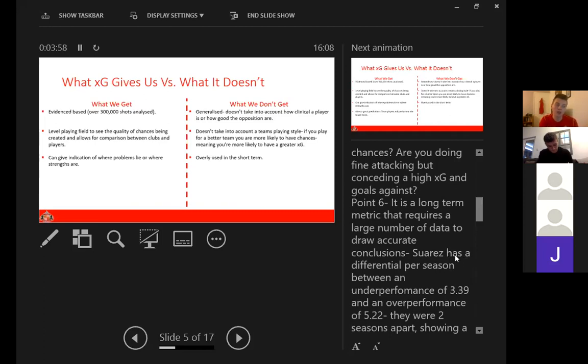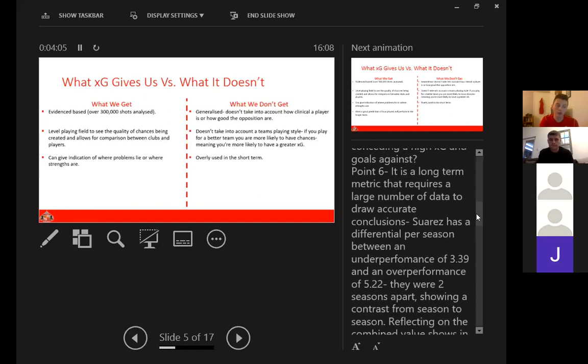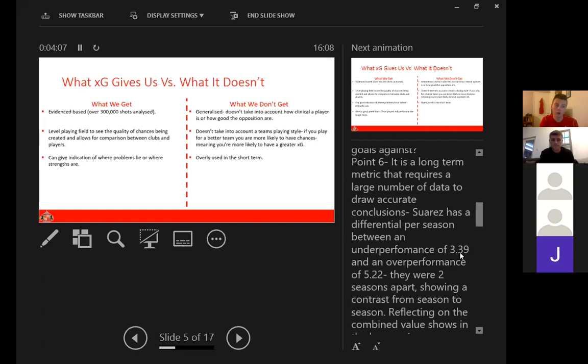So an example would be that Luis Suarez has an XG differential per season over the last 5 years of between an underperformance of 3.3 and an overperformance of 5.22. So they're obviously at different ends of the spectrum. If you were just looking at it over one season or over the short term, it's not exactly perfect. It doesn't give you all the details that you need to be able to judge it in the short term.